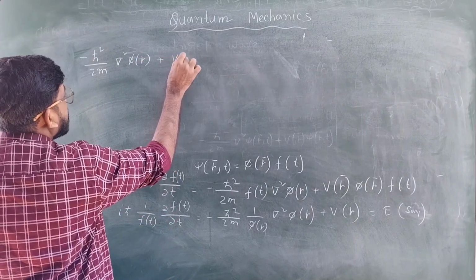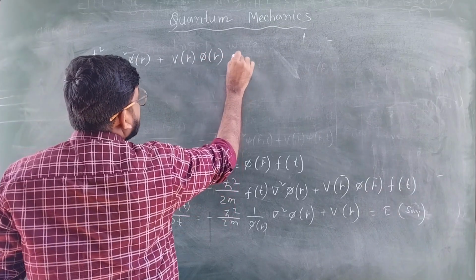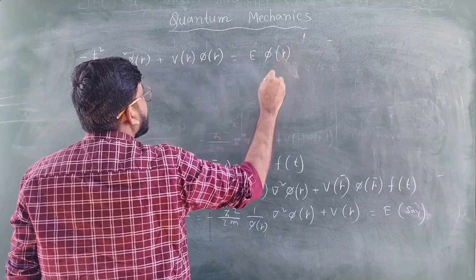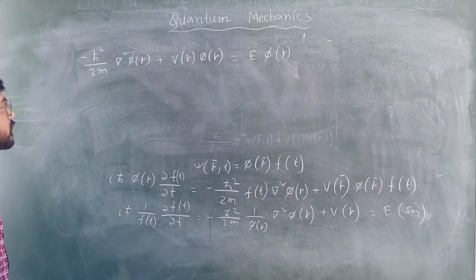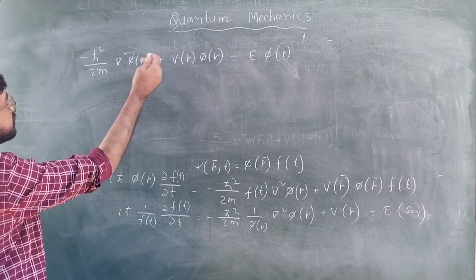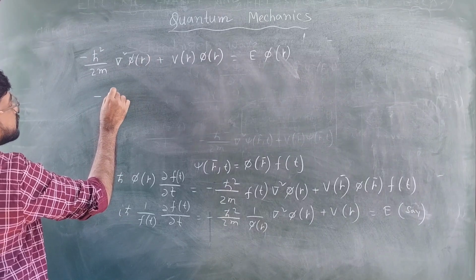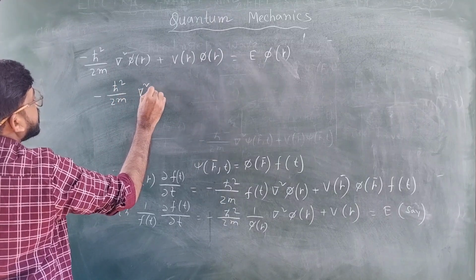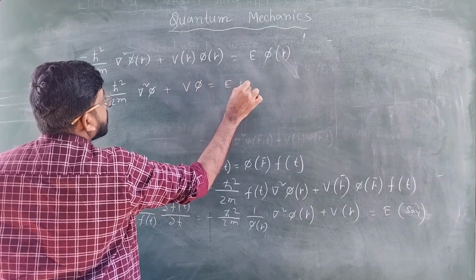Plus V(r) into φ(r) equal to Eφ, which is also a function of r. And let me write only φ, we don't need to write φ(r) because we have already defined φ as a function of r. Now if you rearrange this equation again, you will get minus ħ² upon 2m into ∇²φ plus Vφ equal to Eφ.